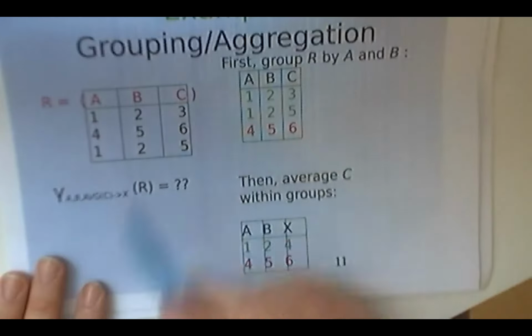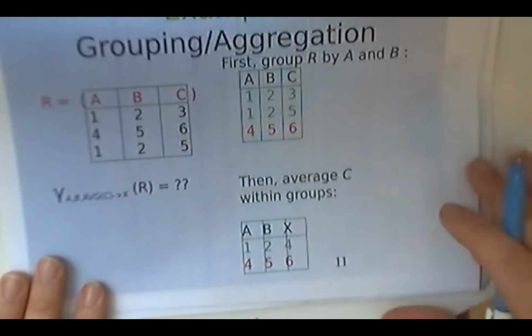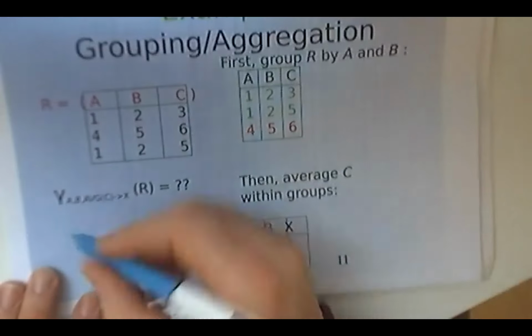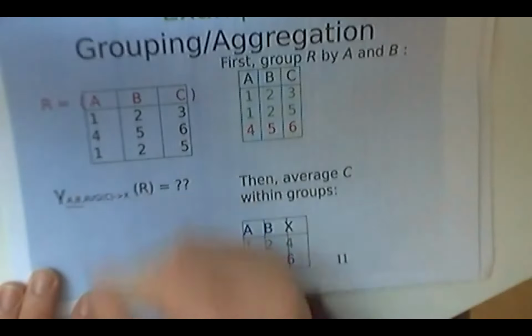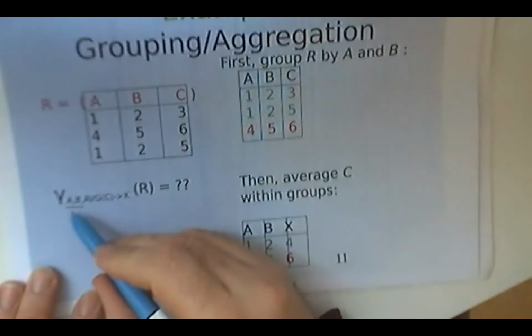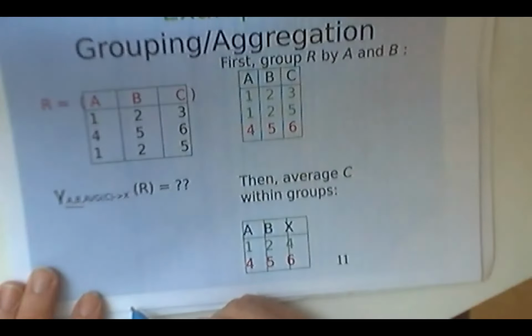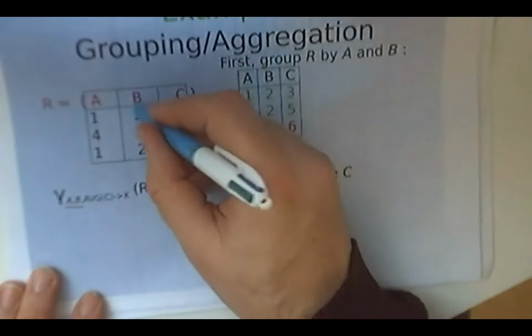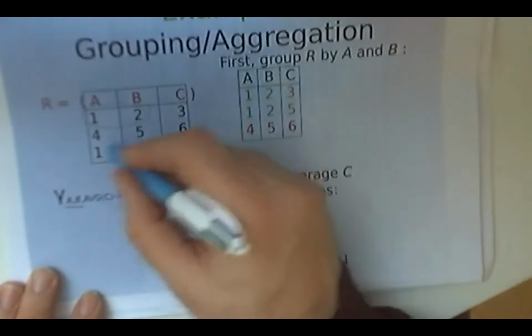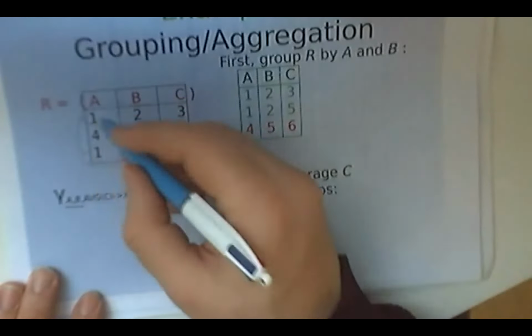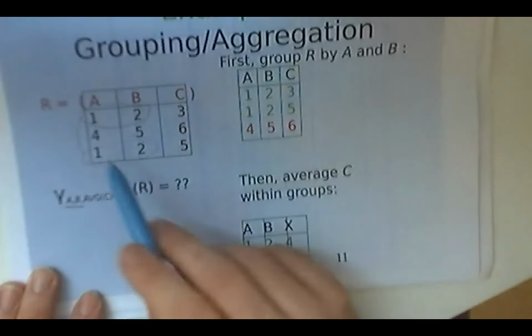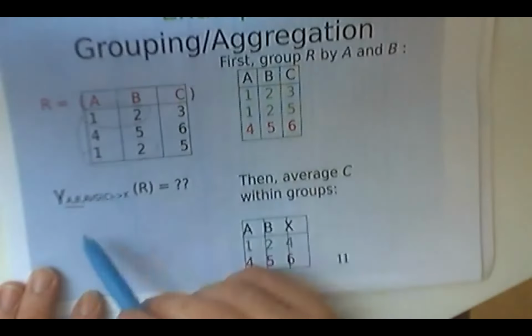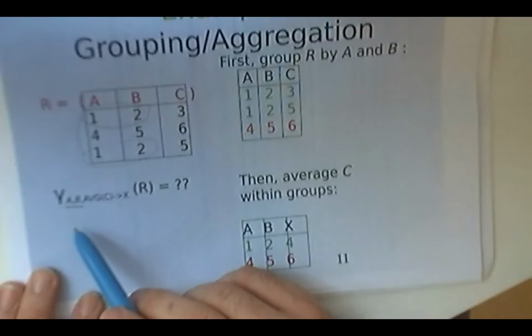Now when we do the groups, we take the grouping attributes A and B, and using A and B, we group this relation. For distinct A-B combinations, we have 1, 2, and then another 1, 2, but those are part of the same group. That's the 1, 2 group, and then we have another group, the 4, 5. So our grouper is going to form 2 groups.